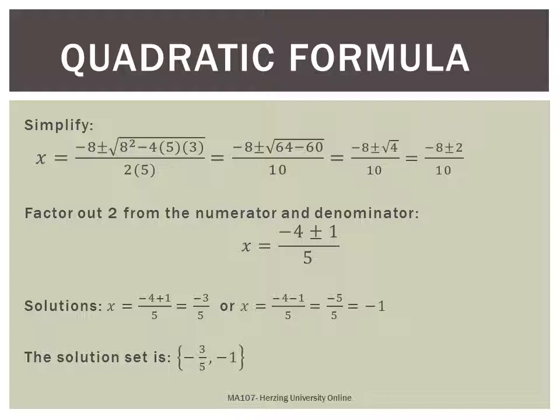Factor out 2 from the numerator and denominator, and the result is x equals negative 4 plus or minus 1 over 5. The solutions are x equals negative 4 plus 1 over 5, which reduces to negative 3 over 5, or x equals negative 4 minus 1 over 5, which equals negative 5 divided by 5, which simplifies to negative 1. The solution set is negative 3 over 5 and negative 1.